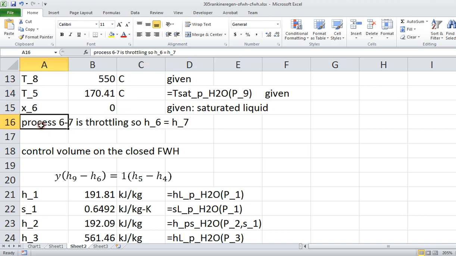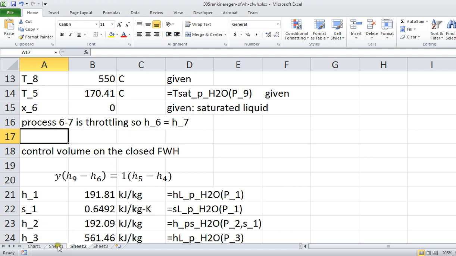And then I just wrote here in words, I couldn't find a better way to do it at this point, but H6 equals H7 because of the throttling process there. So when we come up with these enthalpies, we can just set those equal once we find H6. H7 is going to be equal to that.